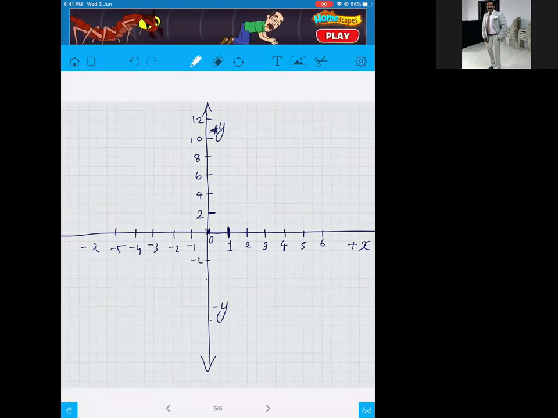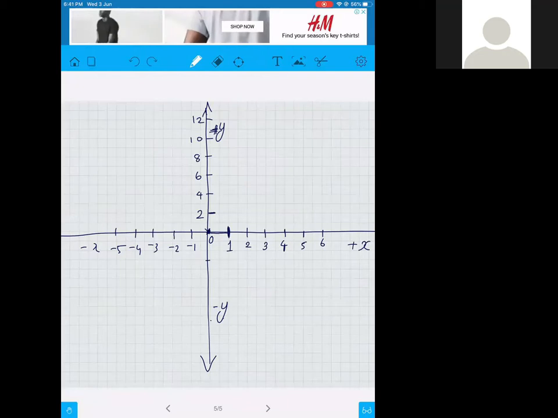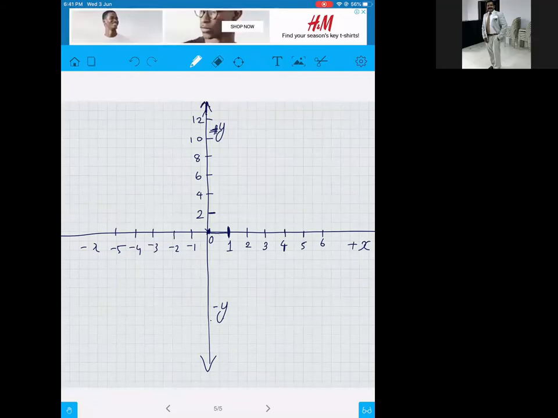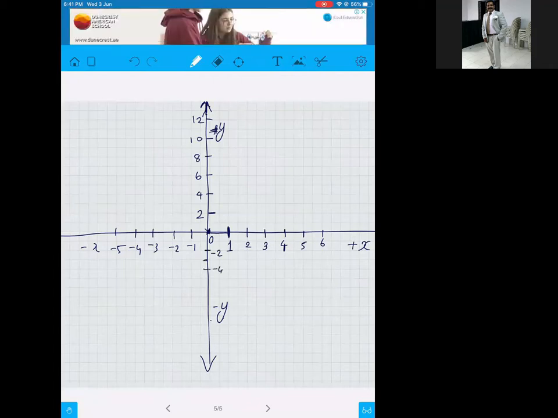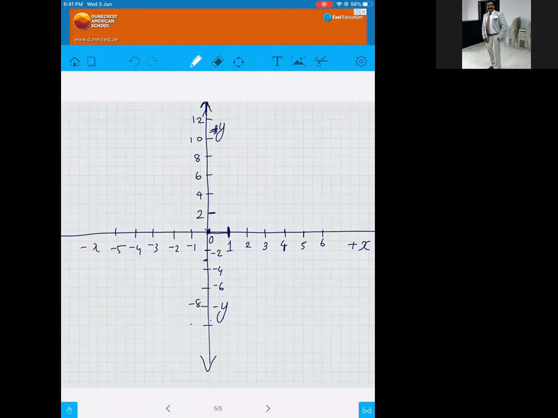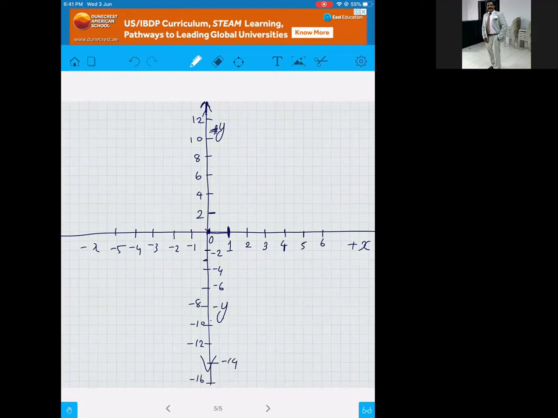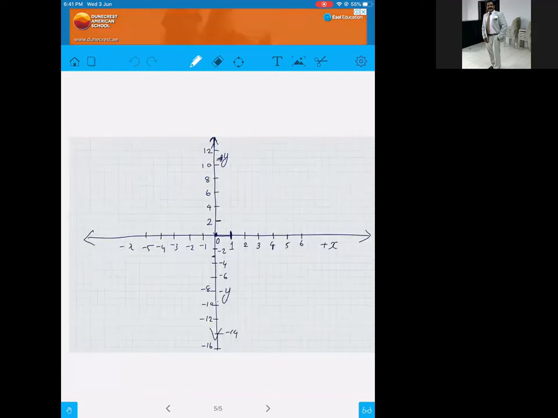Minus 2. Sir, but we need until 17. But yes, we can use any value, no worries. So this is minus 2, minus 4, minus 6, minus 8, minus 10, minus 12, minus 14, and minus 16.